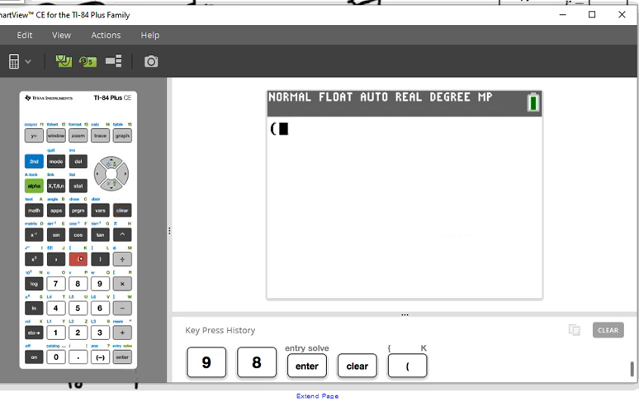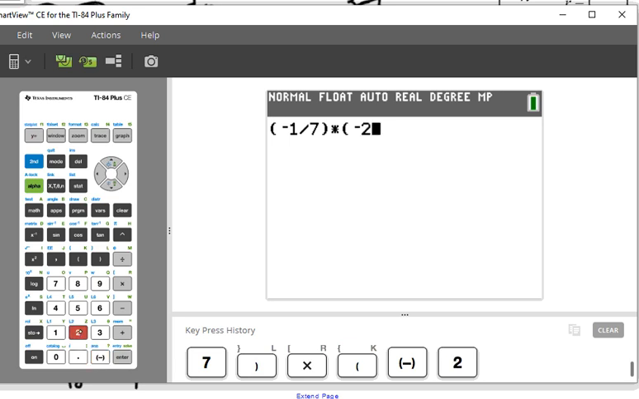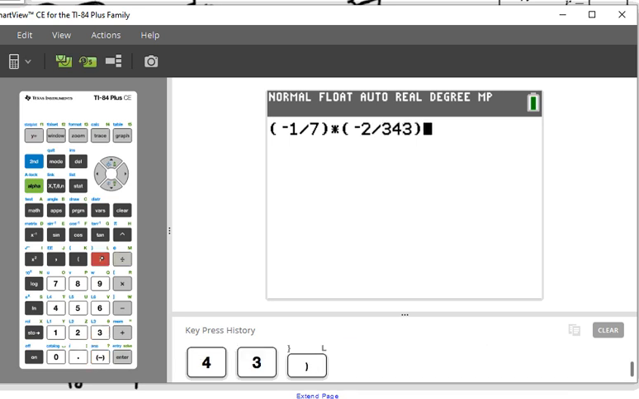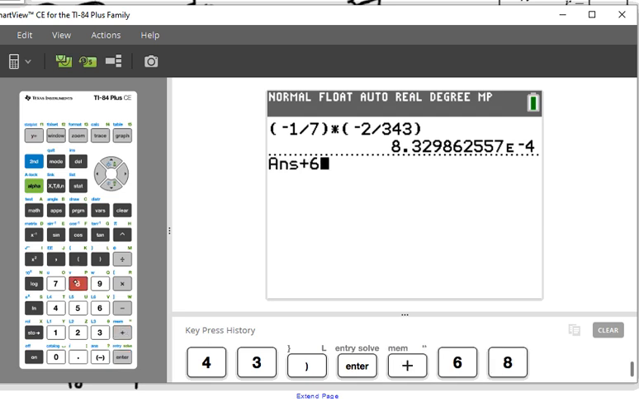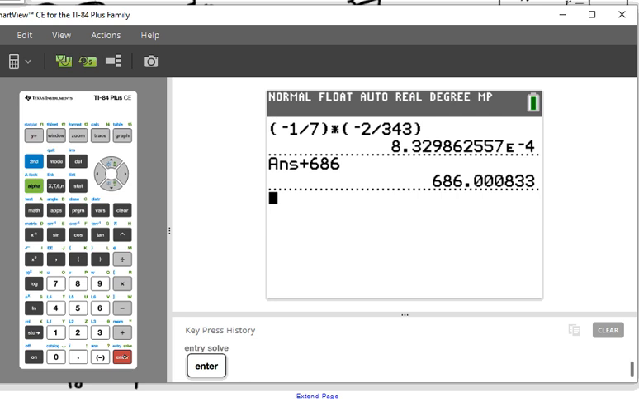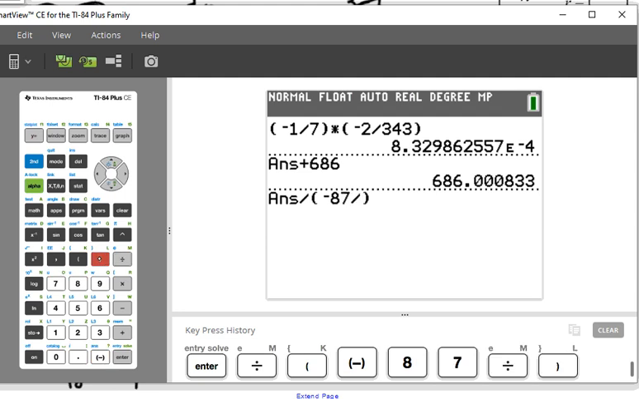So we have bracket. We need a negative 1 divided by 7. There's our 1/7. And I want to multiply that by a negative 2 divided by 343. There's my first multiplication value. From there, we're adding the 686. Boom, there that is. Now we divide by a negative 8/7. Again, fractions in brackets. Negative 8 divided by 7.